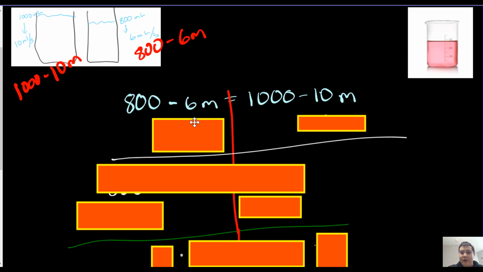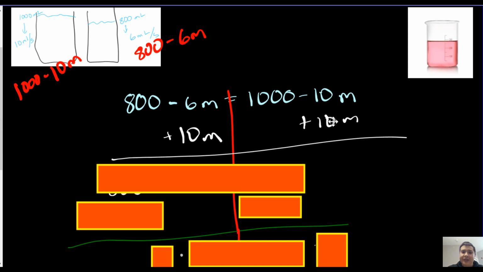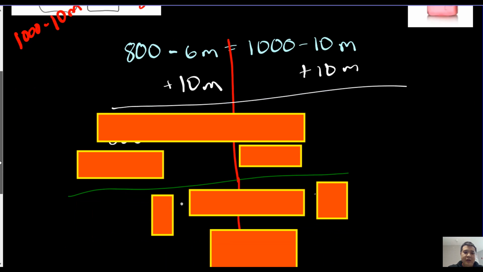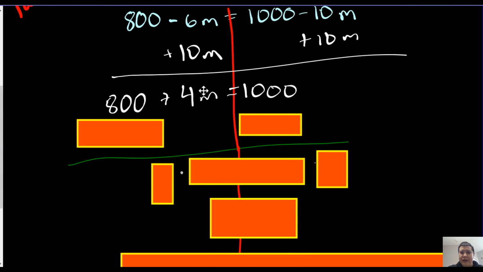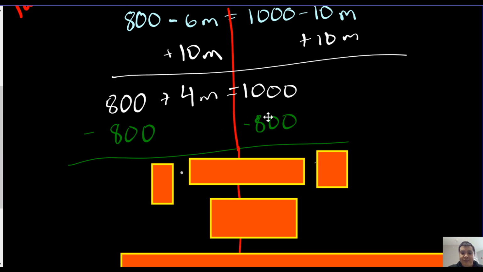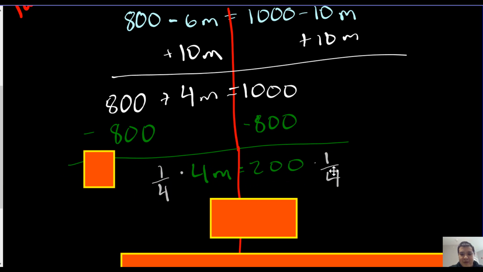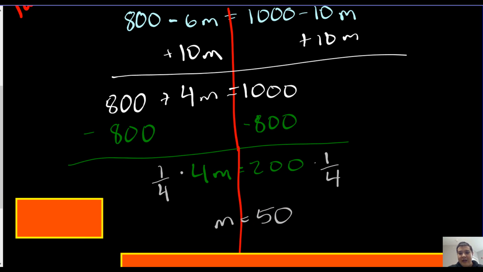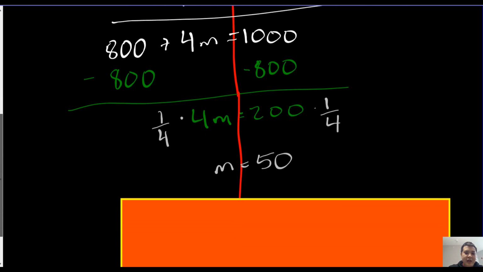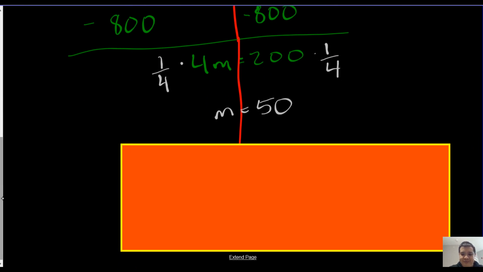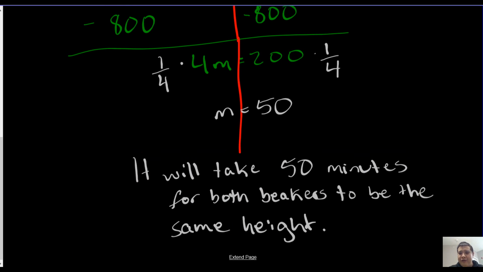And then we start simplifying. I'm going to add 10m to both sides, solving for m. Then we get 800 plus 4m equals 1000, because negative 6 plus 10 is 4m. Then we're going to subtract 800 from both sides. We get 4m equals 200. Multiply both sides by the reciprocal of 4, which is 1/4. And we find that after cross-canceling, m equals 50. And again, we're going to be stating our answers in sentence form. Remember that I am going to be a stickler about that, so make sure you do that. It will take 50 minutes for both beakers to be the same height.